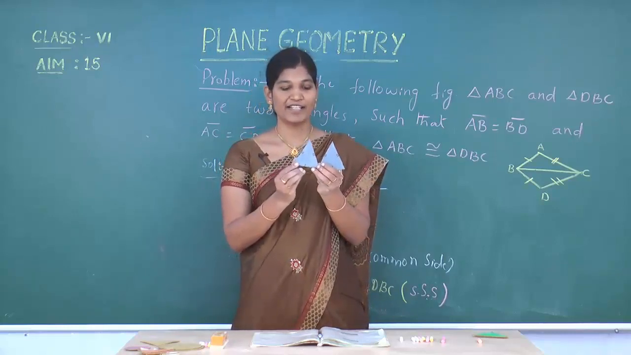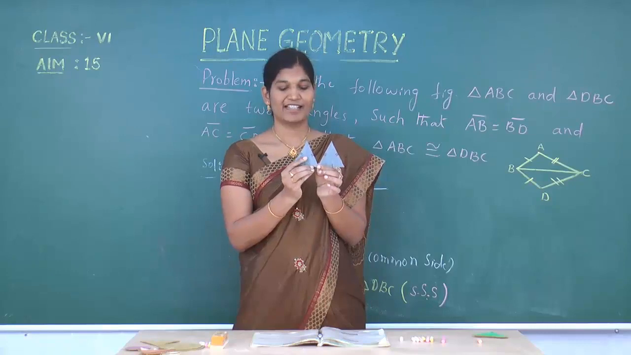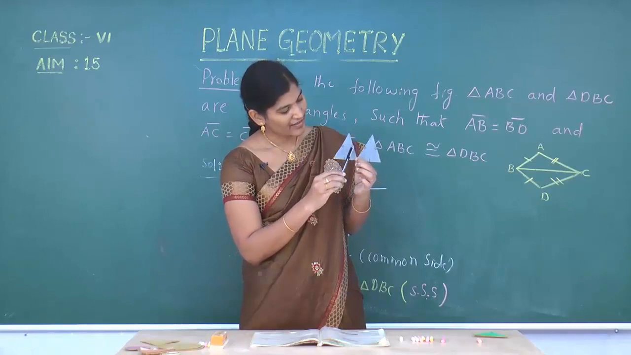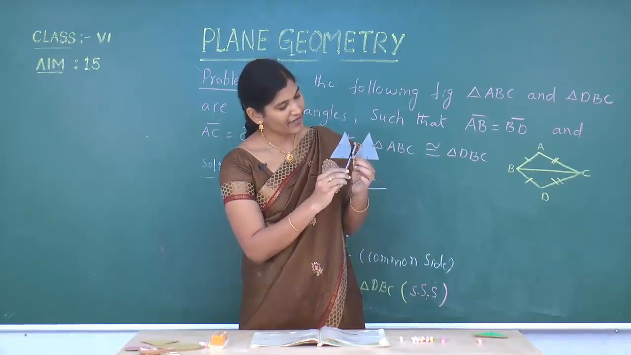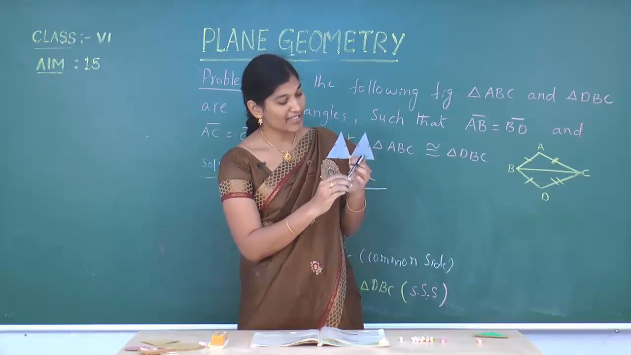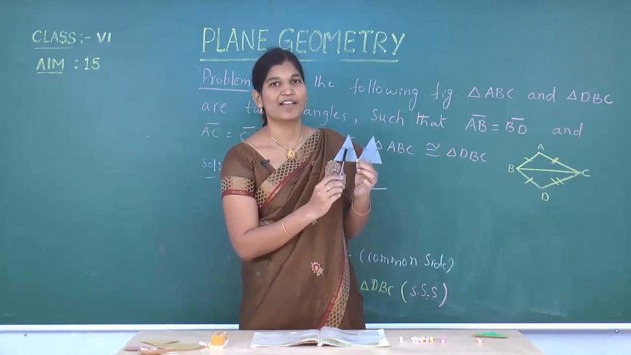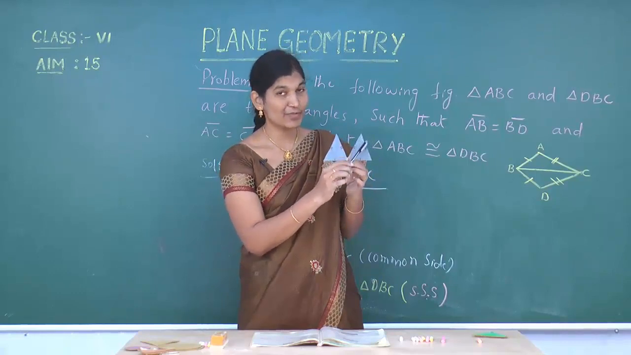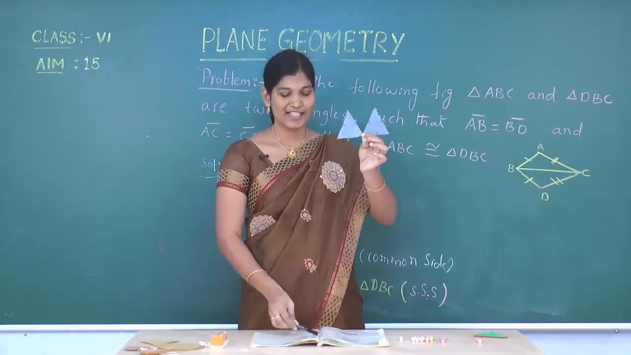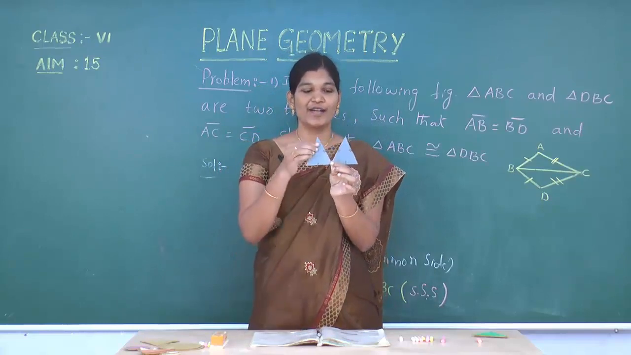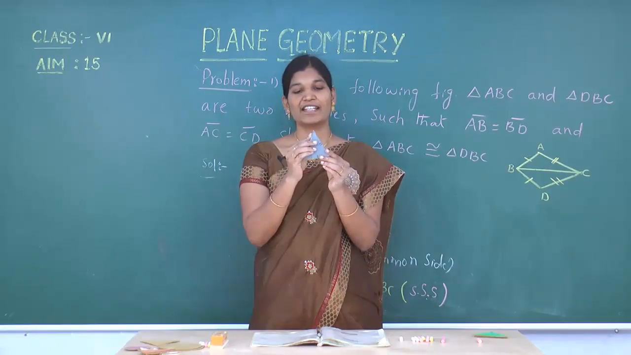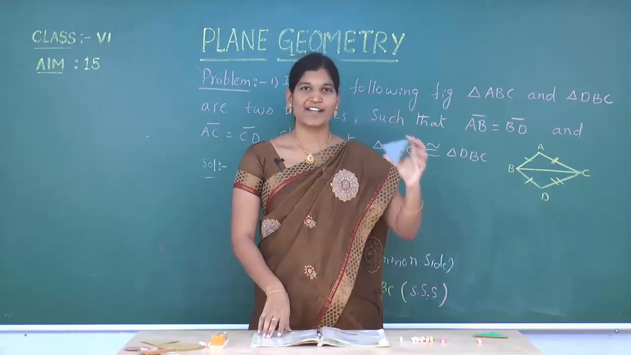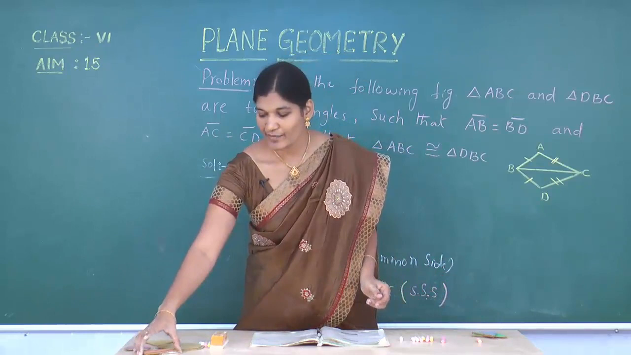Which axiom are they satisfying here? Yes. See here, this side equal to this side, and this side equal to this side. And the corresponding sides are equal. Each side of this triangle is equal to the corresponding side of this triangle. We can say these two triangles are congruent. By which axiom? SSS axiom. By SSS axiom, these two triangles are congruent. Now let me show you one more.